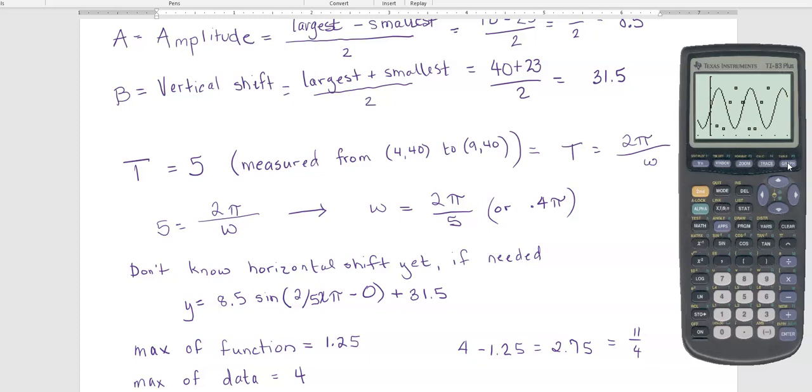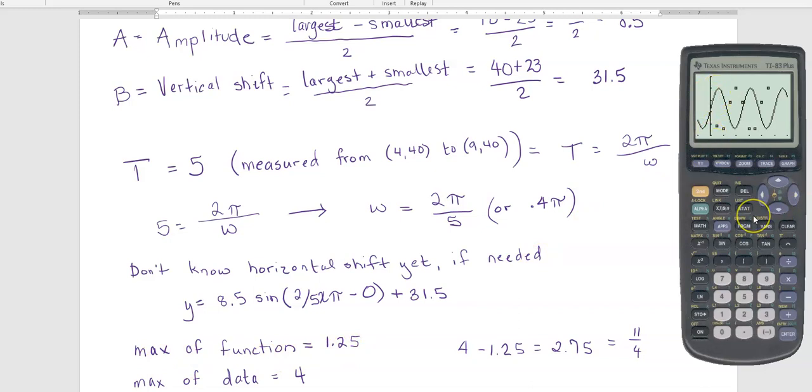So in this case, we go about looking for our maximums on each of these. Here I have a maximum, and here I have a maximum. I listed these out. So the max of the function is going to be 1.25.